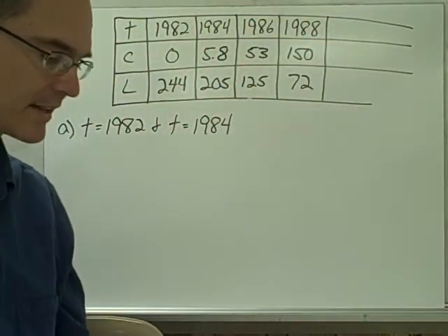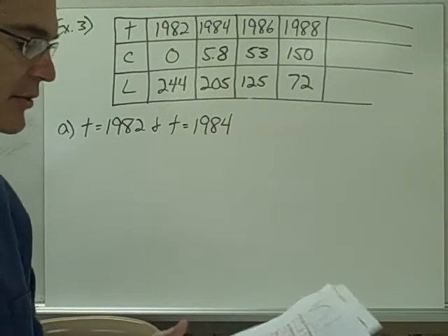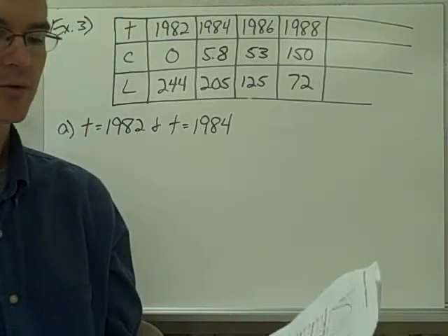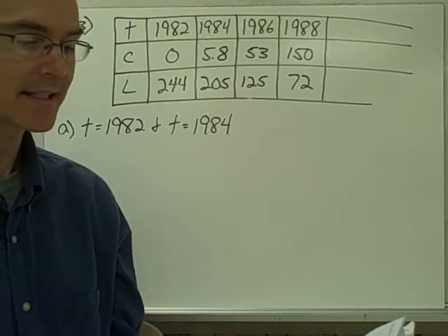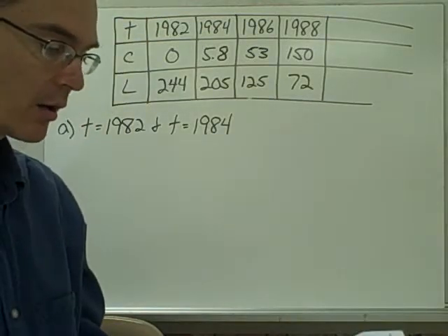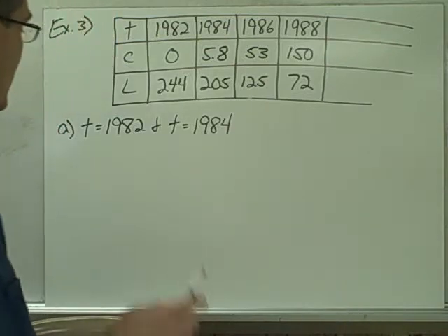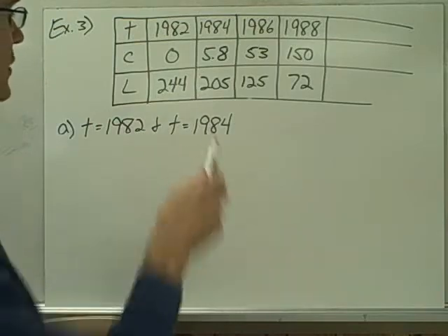All right, let's take a look at this example number 3. It says the table below gives the annual sales of CDs and vinyl records between 1982 and 1994. What was the average rate of change of annual sales of CDs and LPs between 1982 and 1984?